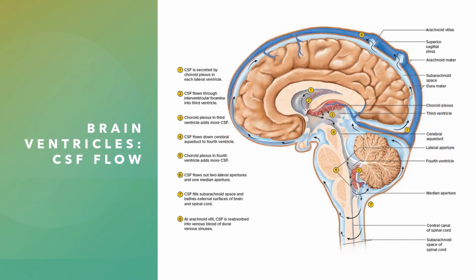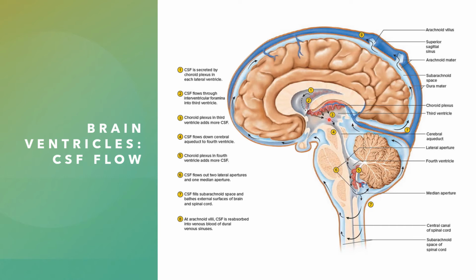Let's talk about CSF flow. CSF is secreted by the choroid plexuses in each of the ventricles, whether it's lateral ventricles, 3rd ventricle, or even 4th ventricle. So you have CSF being secreted in the lateral ventricles, traveling through the interventricular foramina into the 3rd ventricle.